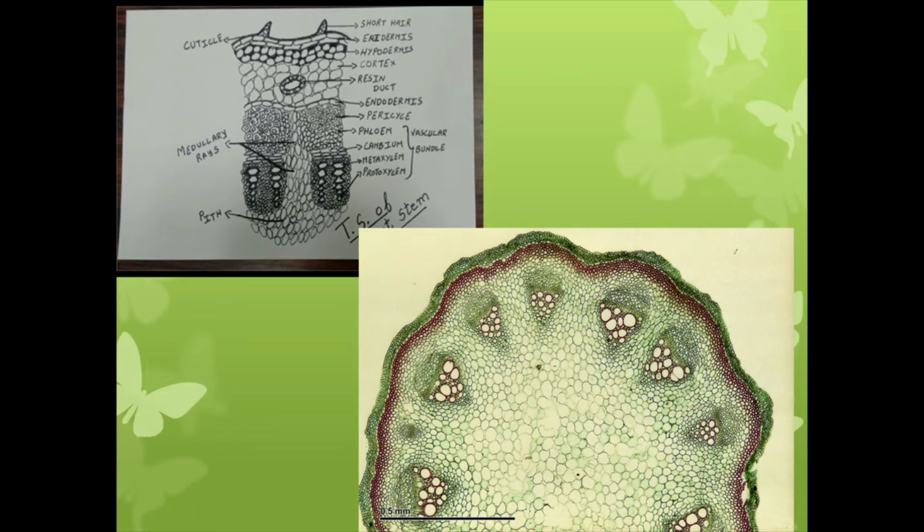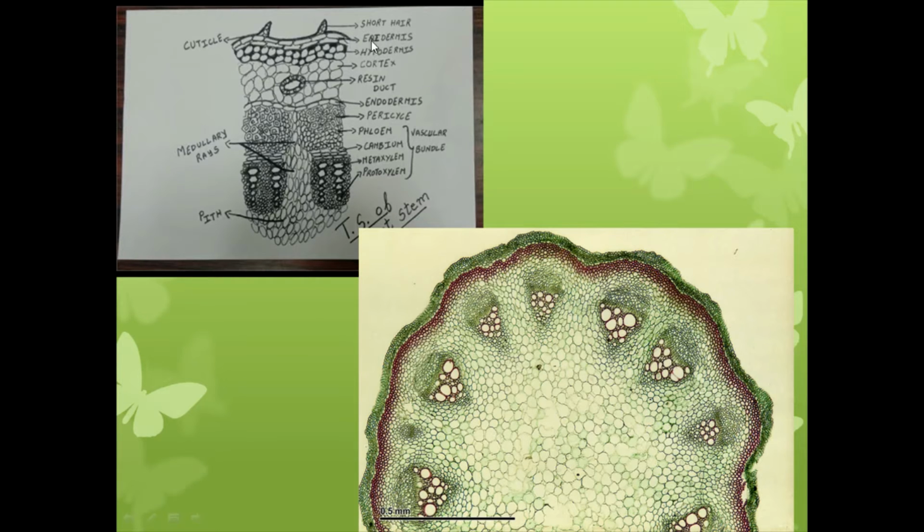And if we try to draw it using a pen and paper, then we will have to draw it like this. Now here you can see that the first layer is called the epidermis, then below it the hypodermis, then the cortex, then the endodermis, then the pericycle, then comes the phloem, then the cambium, and then comes the xylem. Now the first layer is the epidermis.